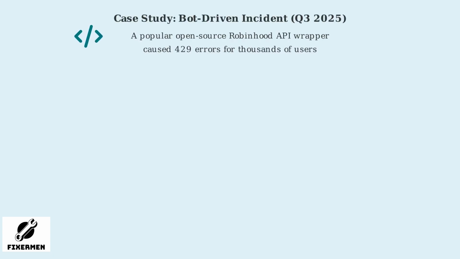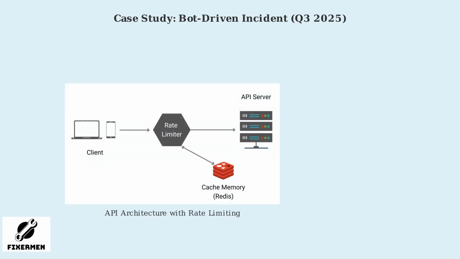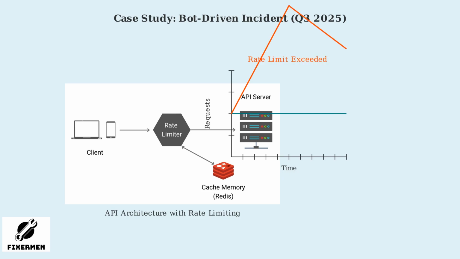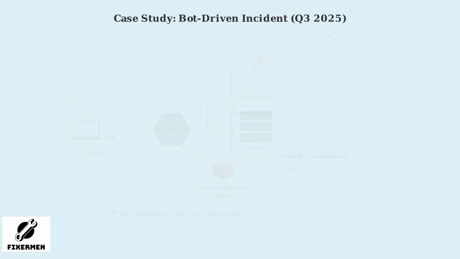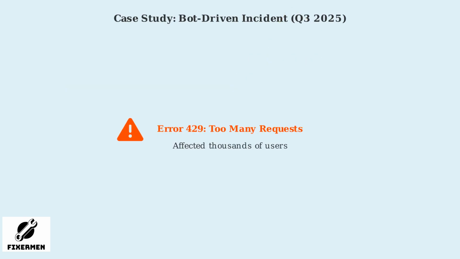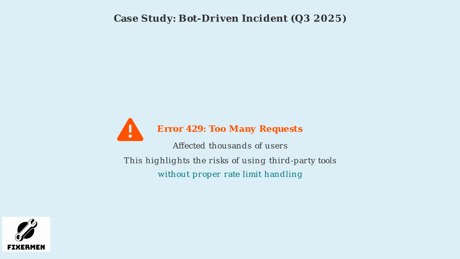In Q3 2025, a popular open-source Robinhood API wrapper inadvertently caused error 429 for thousands of users due to a bug in its retry logic. The wrapper's retry logic was flawed, sending too many API requests without proper rate limit handling. This caused request rates to spike dramatically, overwhelming Robinhood's servers. As a result, thousands of users encountered the 429 error, disrupting their trading activities. This incident highlights the risks of using third-party tools without proper rate limit handling.